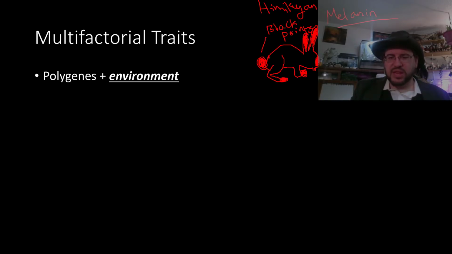Okay, now, with Himalayan rabbits, these points are black only in specific environmental conditions. So, this Himalayan rabbit has the genes, all their cells, every single one has the genes to produce this much melanin. So why isn't the entire rabbit black? Why is a Himalayan rabbit white except for black points? Well, that's where the environment comes into play.